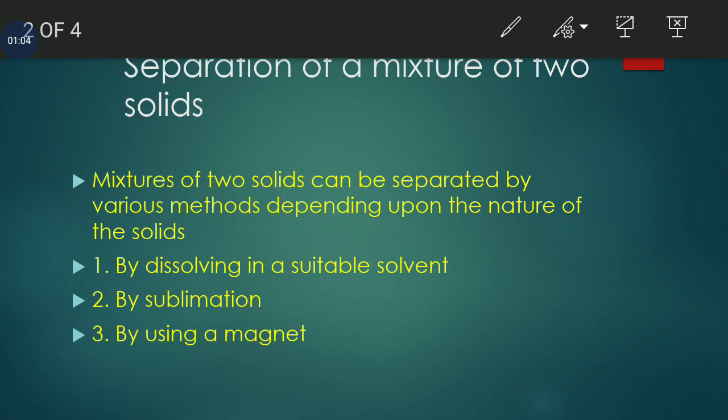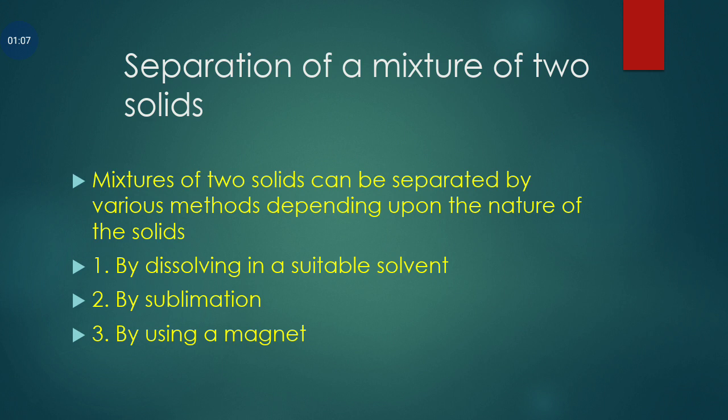First is separation of a mixture of two solids. If we have a heterogeneous mixture of two solids, then how do we separate them? Both the solvent and solute in this case are in the same state, that is, the solid state. So mixtures of two solids can be separated by various methods depending upon the nature of the solids. We will first discuss it point-wise.